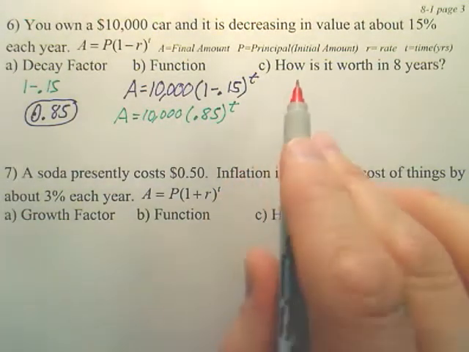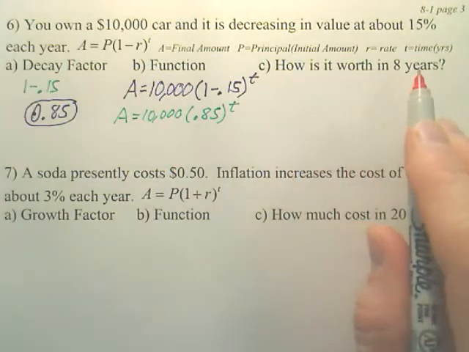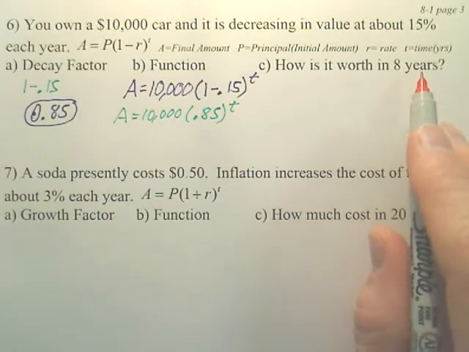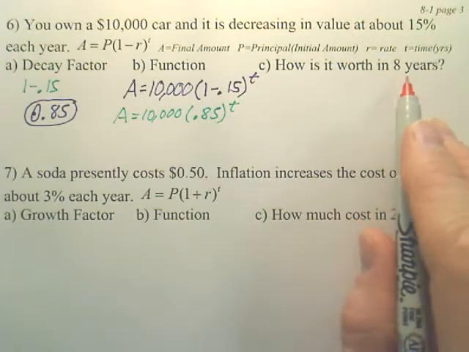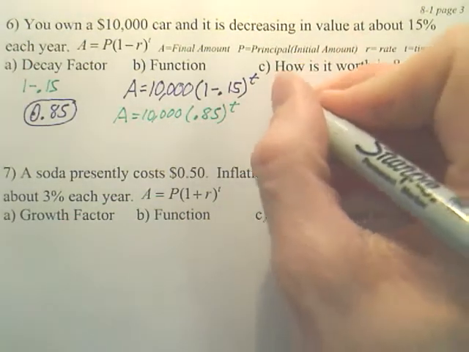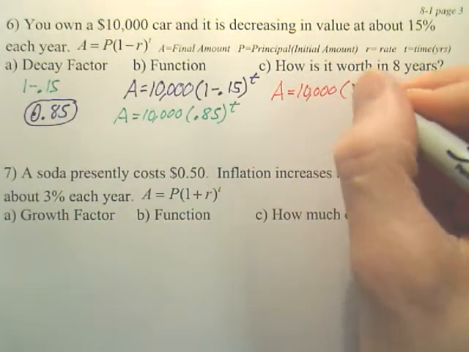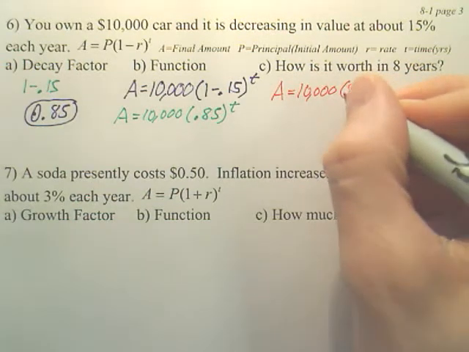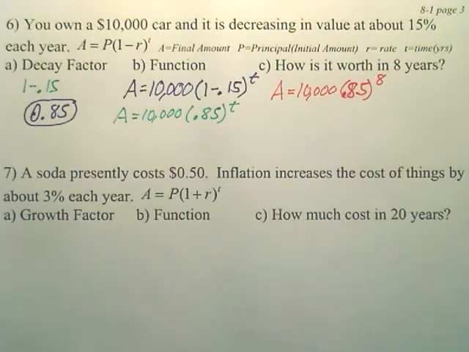Next question. How much is it worth in 8 years? What do you think you would do to find out how much it is in 8 years? Isn't 8 time? Years? So all you would do is the following. A equals 10,000. Oops. This would be 0.85. And this would be an 8 power.